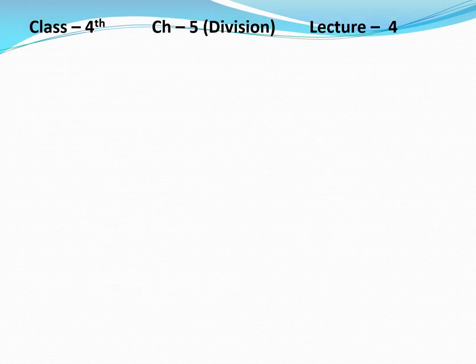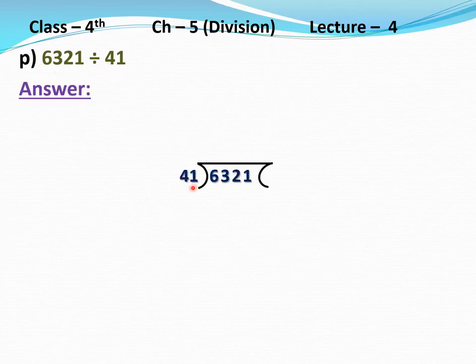Clear? Now part 6321 divided by 41. Write down answer. Make a sign like this. Write 41 here and write 6321 here. See, 41 multiply 1 equal to 41. Write 1 here and write 41 here. Now we will do subtractions. 3 minus 1, 2. Write 2 here. 6 minus 4, 2. Write 2 here. And now take next number, that is 2. Number formed is 222. Clear?